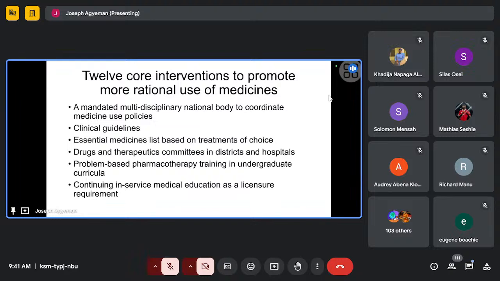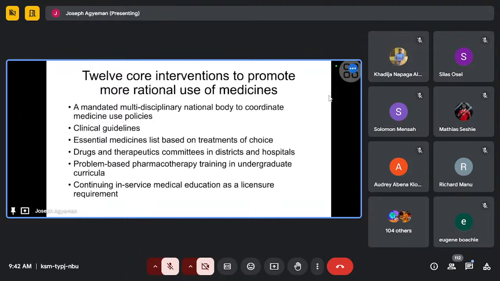So now that we know the principles of rational drug use, some examples of irrational drug use, and how to assess the problem so that we can develop strategies to solve it, let's look at some of the strategies that have been put in place to try and curb the issue of irrational drug use. So we have what we call 12 core interventions that can be used to promote rational use of medicines. Each one of them is very, very important. So let's look at some of them.